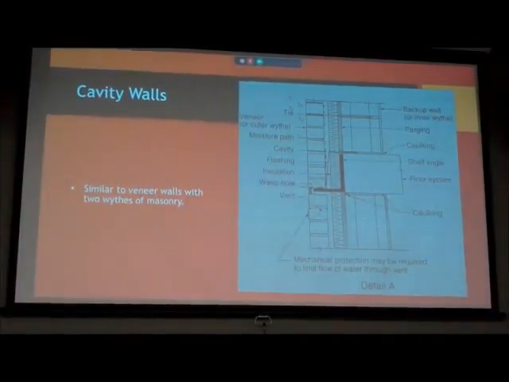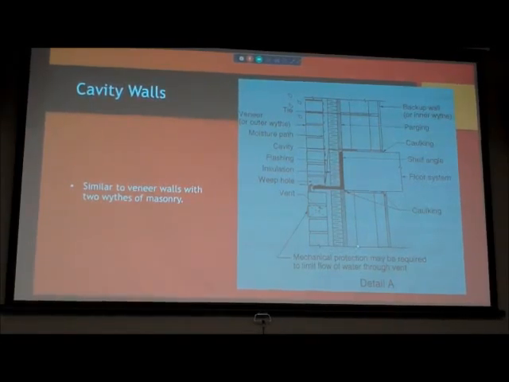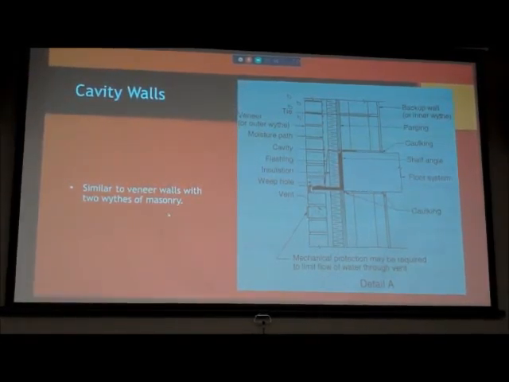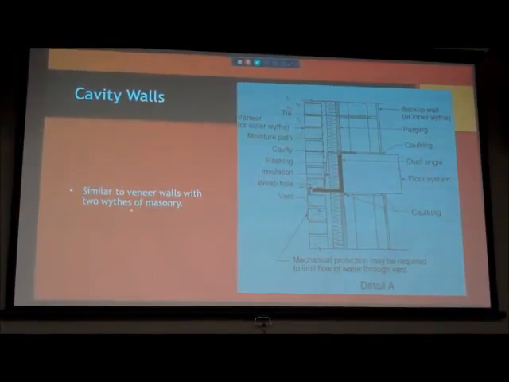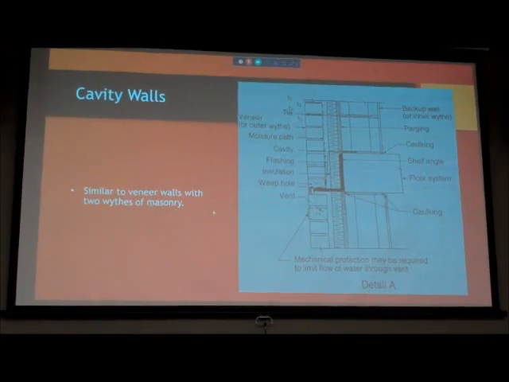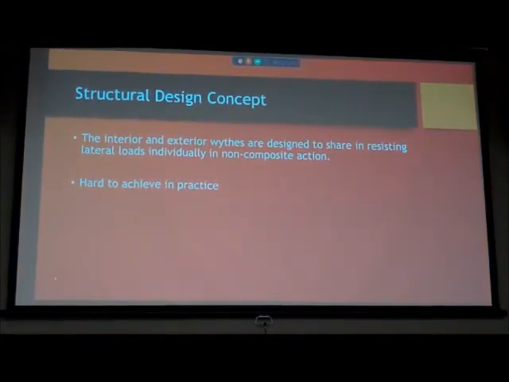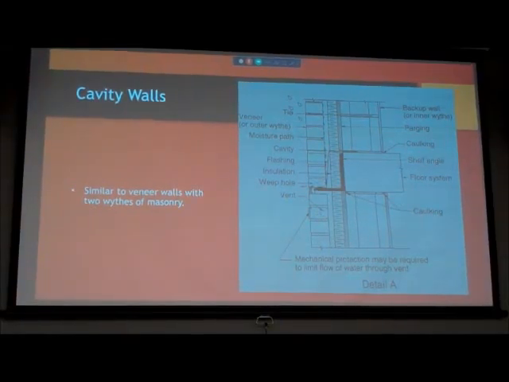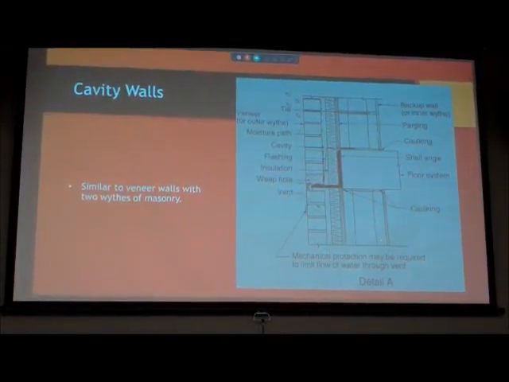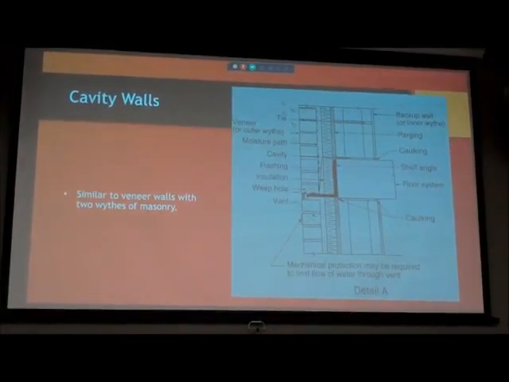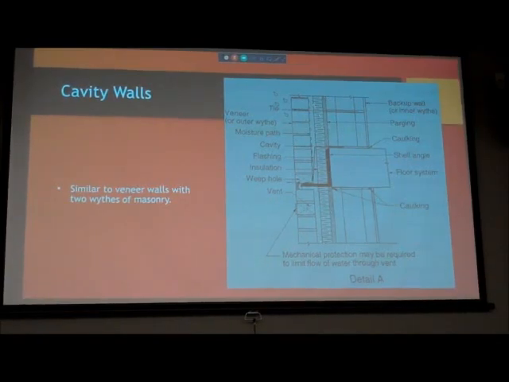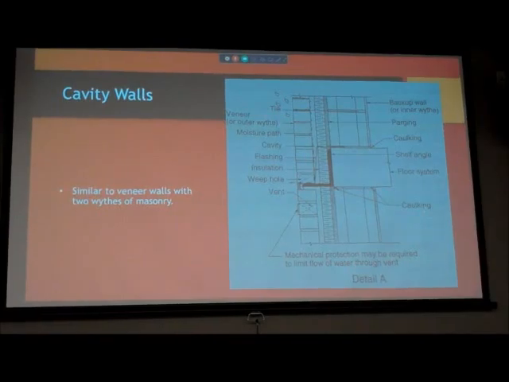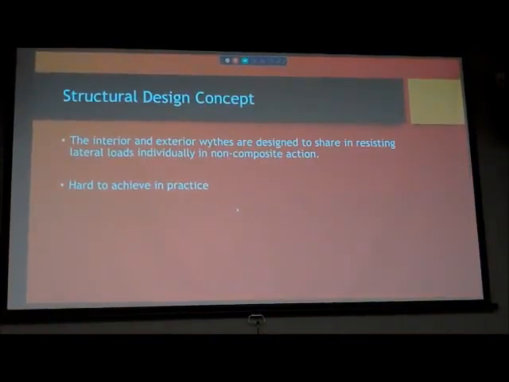And cavity walls are two components. It has an inner wythe. Is that how you say it? Wythe. Mm-hmm. An inner and an exterior wythe. And so this backup wall, which would be the interior wall, is the inner wythe, and the veneer is the outer wythe. And so we'll talk about a bunch of these components in just a moment.